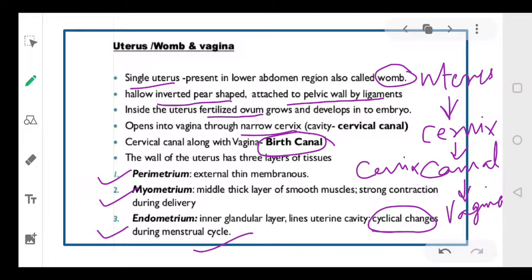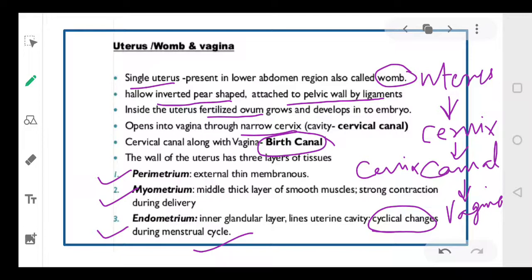So when the menstrual cycle is operating in the human female, the endometrium undergoes a number of changes, right? It prepares itself for the implantation process. Once the egg is fertilized, it is planted into the uterus, and the zygote gets embedded into this endometrium layer. So that is why the endometrium of the uterus prepares itself for receiving the zygote.